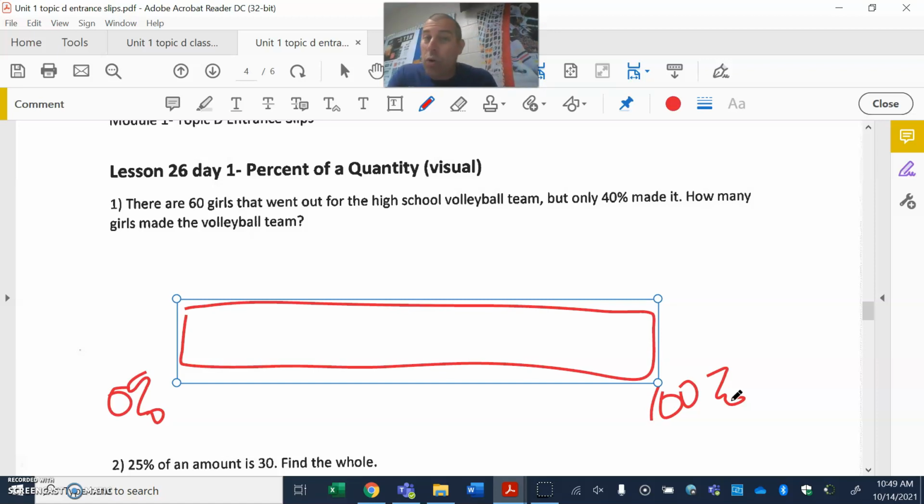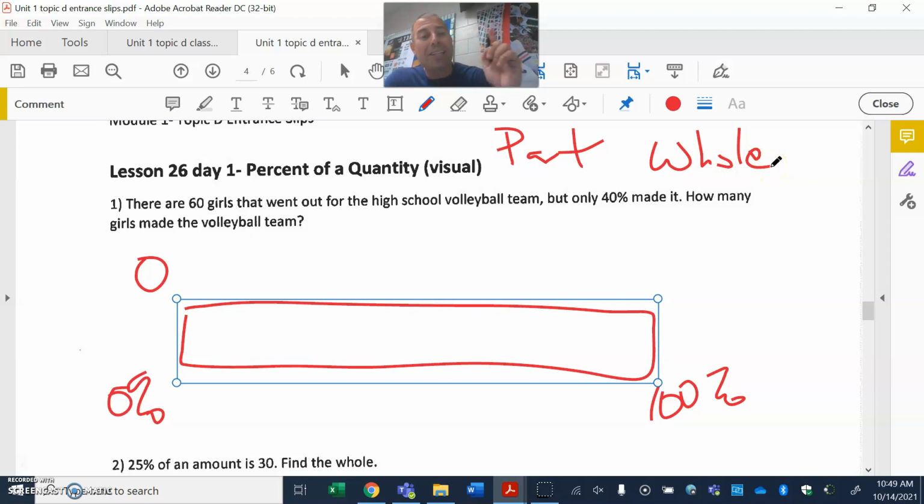If we have 0%, that means we've got none of them, so we've got our 0 there. Now we're looking to fill some things in. It tells me that there are 60 girls that went out for the high school volleyball team, but only 40% made it. So we're trying to figure out who's the part and who's the whole, because the whole always matches up with 100%, because the whole is everything. If there are 60 girls that went out for the high school team, that's all of them. They all went out for the team. Only part of that group made the team.